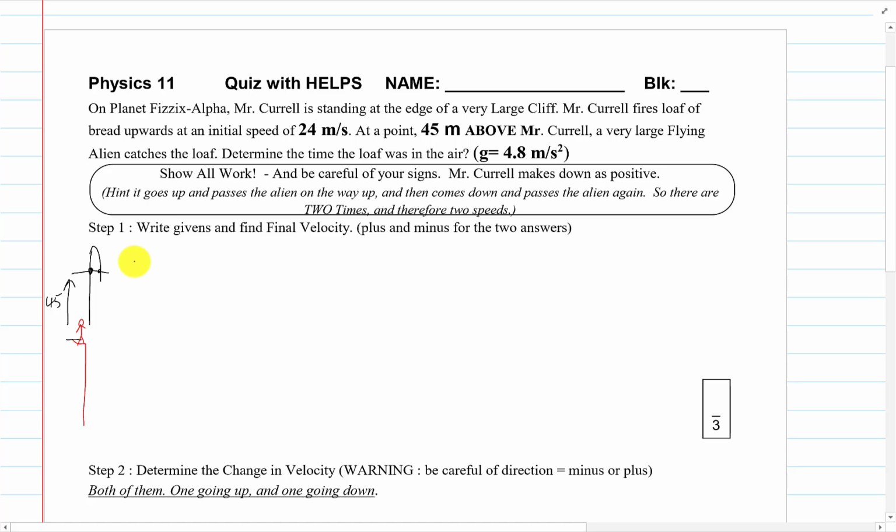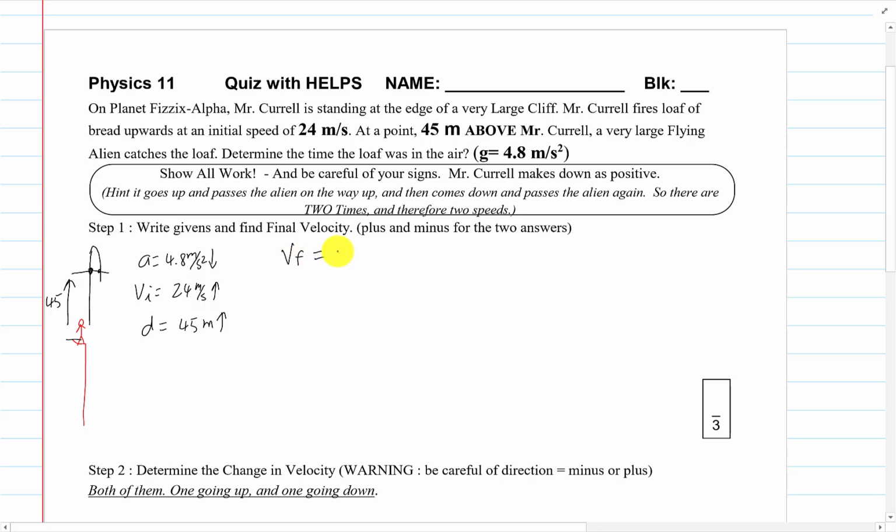So let's take a look and write the givens. Acceleration is 4.8 meters per second squared down. Initial speed is 24 meters per second up. And the distance at which he catches it is 45 meters up. So find the final velocity.